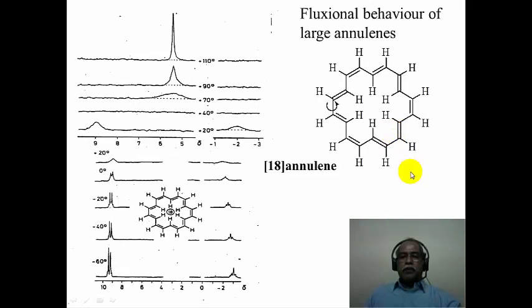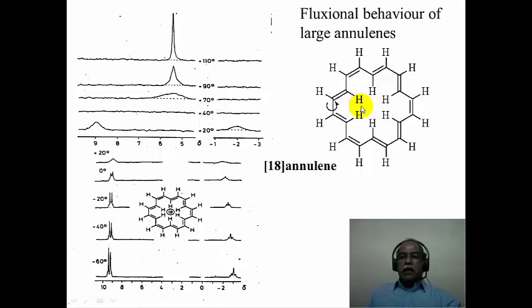Here is another very interesting example of an 18 annulene molecule. Please recall the anisotropic effect of the aromatic ring current effect. This is an aromatic molecule because it is an 18 annulene molecule, corresponding to a 4n plus 2 electron system. Now there are 6 hydrogens in the cavity of the molecule and there are 12 hydrogens on the periphery of the molecule.